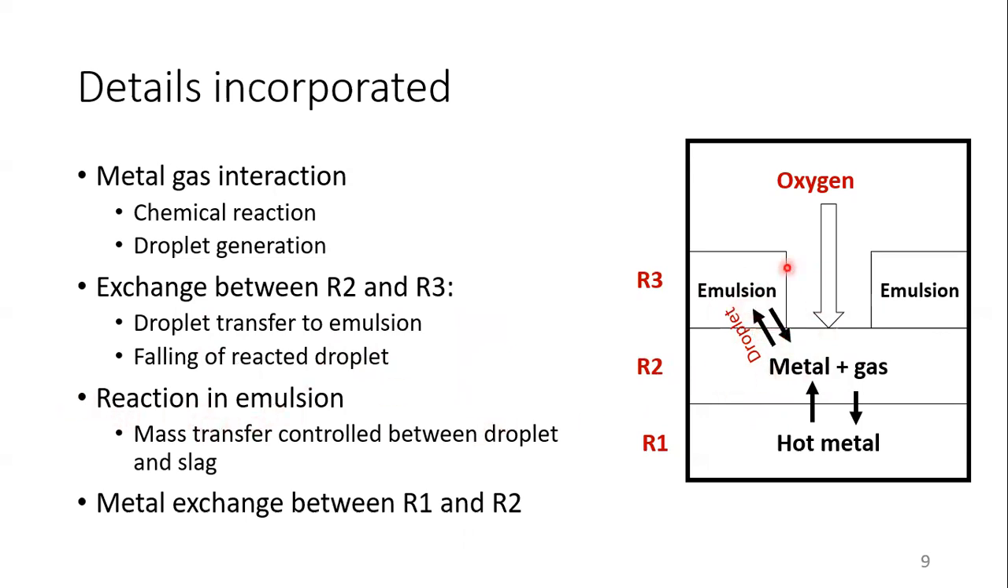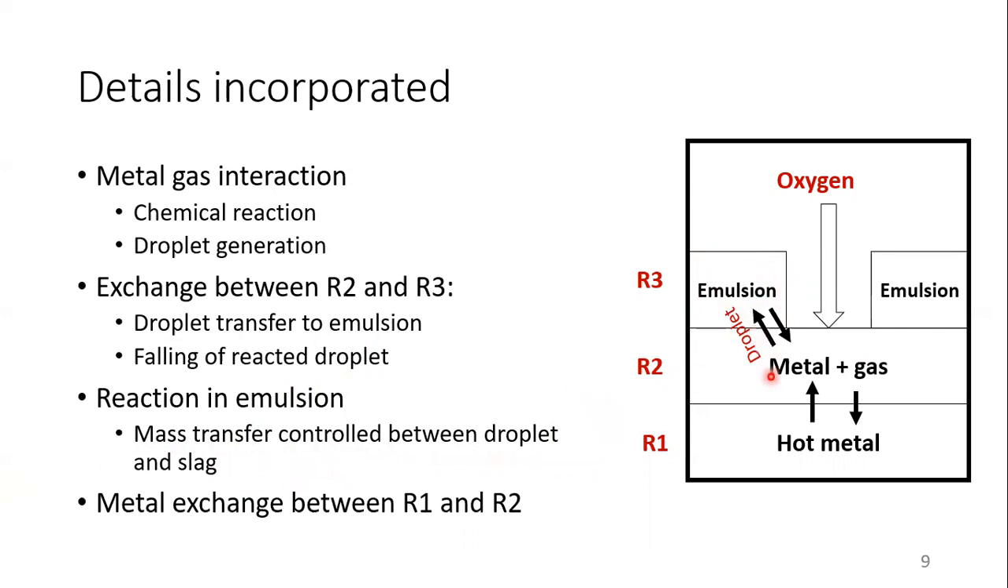Then there is reaction in emulsion itself. So if you look at the emulsion, as I said, it is a multi-phase system. You have liquid metal droplets, you have liquid slag, you may have undissolved solids such as CaO, or MgO, or calcium silicates. So there is a reaction in this system in the emulsion between metal and slag. Those are considered mass transfer controlled reactions between metal droplet and the slag. So appropriate mass transfer coefficients have to be taken.